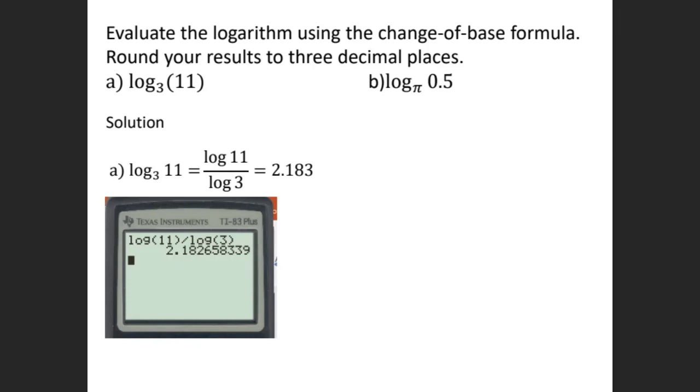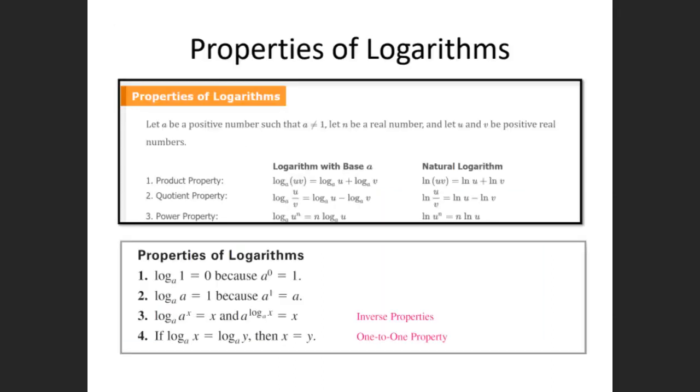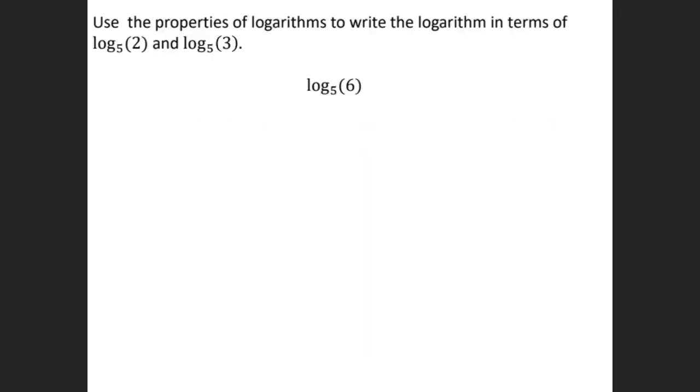How about this B? Log of base pi, input 0.5. The way I would do this one would be the log of base 10 of 0.5 divided by the log of base 10 of pi. Again, this is going to give me a negative answer. It's going to give me negative 6.06. Okay. All right. So again, these are some of the properties summing up what we looked at.